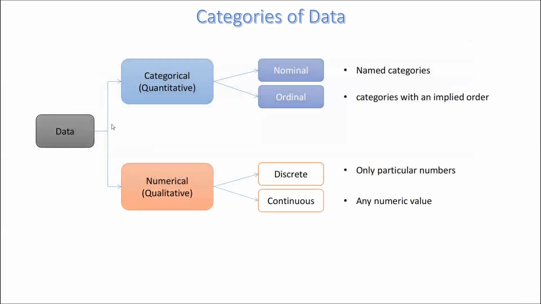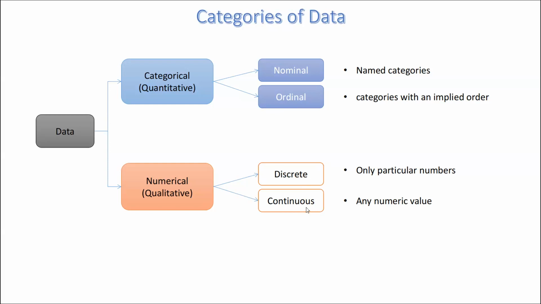So this is the flow diagram of the categories of data, where nominal data has named categories, and ordinal data has categories with an implied order. Ordinal, the name itself says order. Discrete data is where only particular numbers come, and continuous means any numeric value.